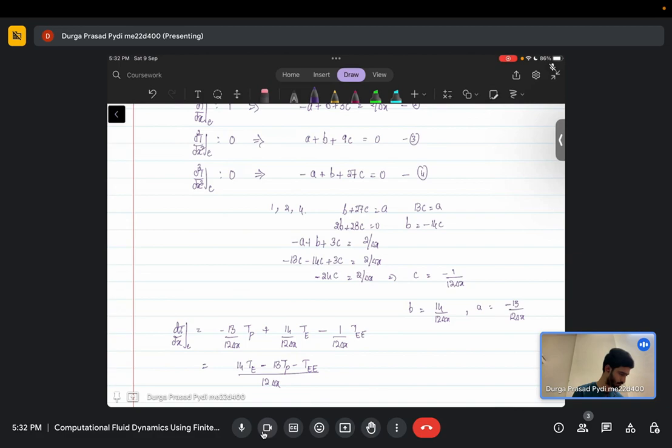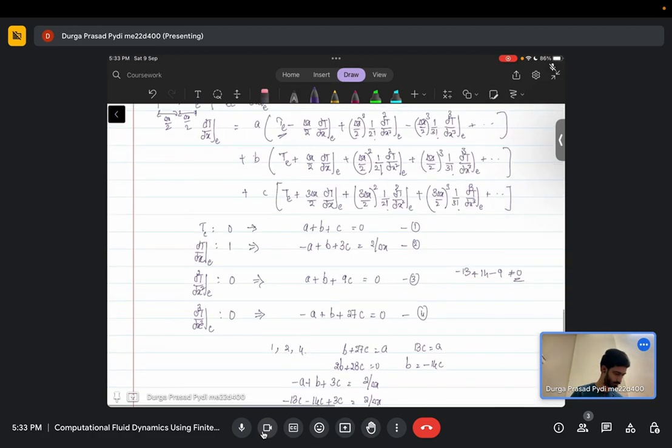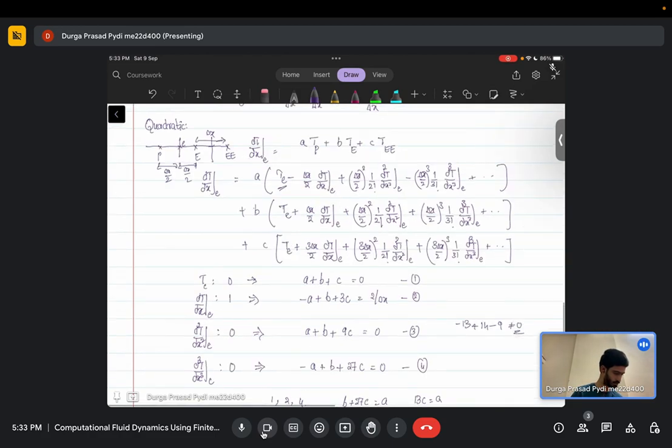I think there is some mistake. So if we substitute this back in equation number 3, what do we get? We have minus 13 plus 14 minus 9, which is not equal to 0. So which means these equations are not satisfied. So I think we have made some mistake here.